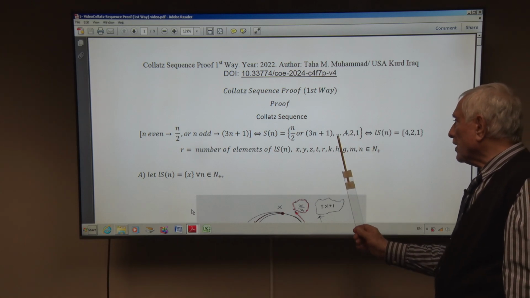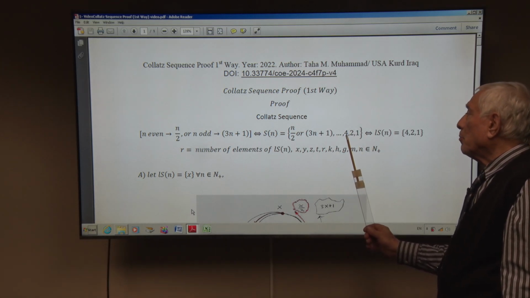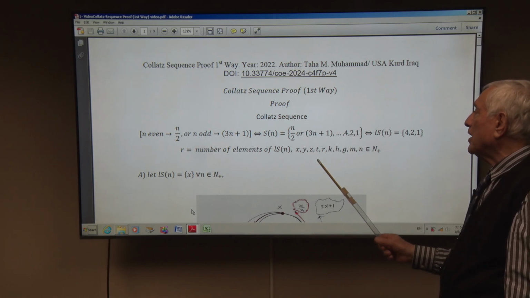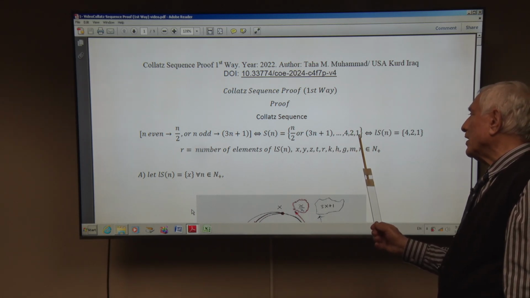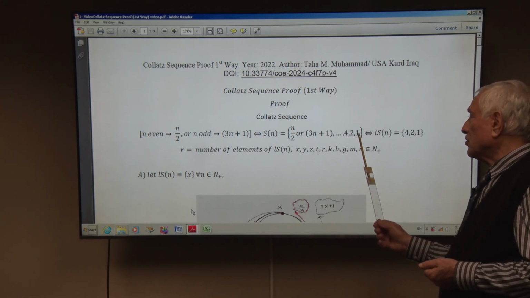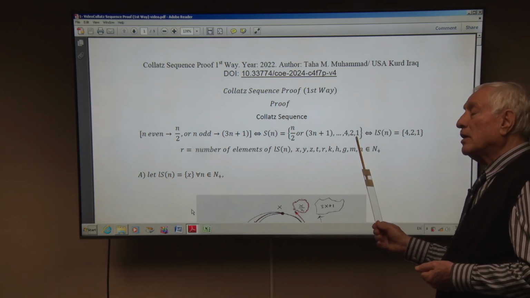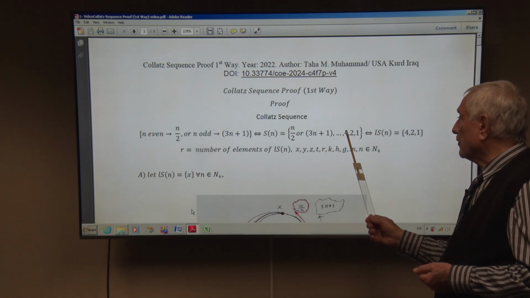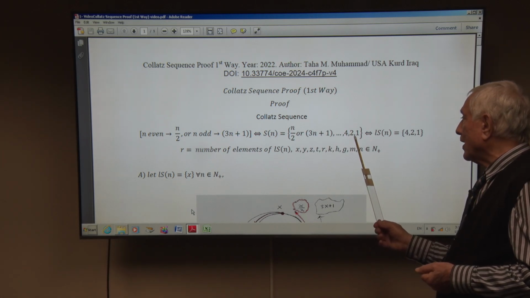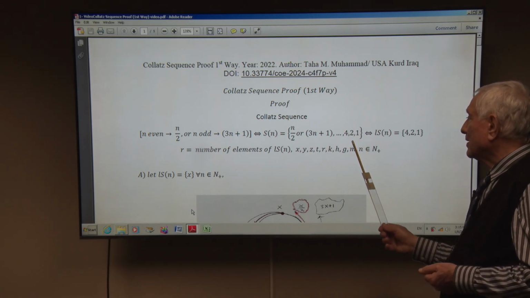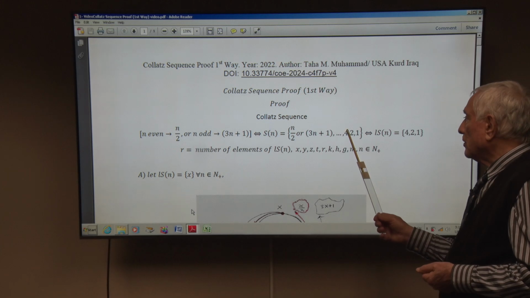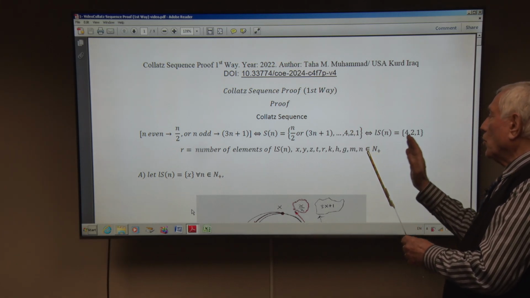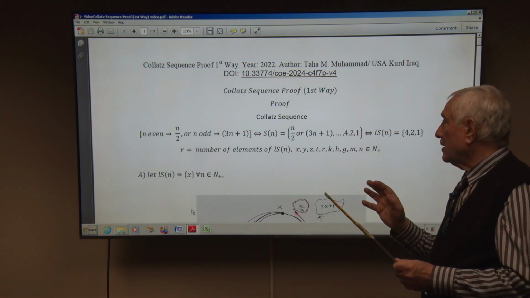This will continue forever, we don't know now, but the Collatz conjecture says suppose this goes to 1. That means when it goes to 1, use the rule again. This is odd, multiply by 3 plus 1, becomes 4. 4 divided by 2 becomes 2. 2 divided by 2 becomes 1, that means you are looping around: 4, 2, 1, 4, 2, 1. No more elements.